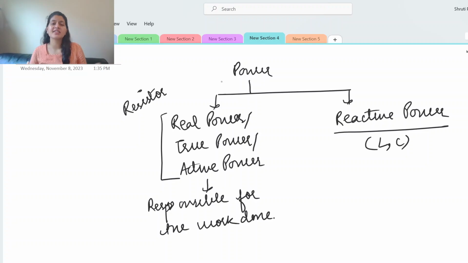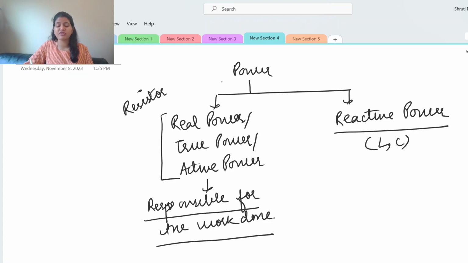Just in case of a fan load, the active power is contributing to the motion of the fan. The fan is rotating, and that motion, or the mechanical work done, is the thing which we call active power. Therefore, the definition is that it is responsible for the work done.